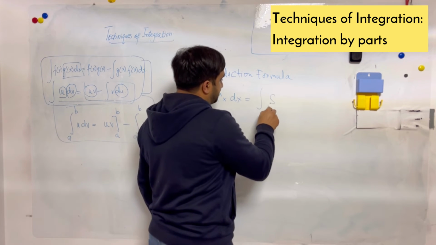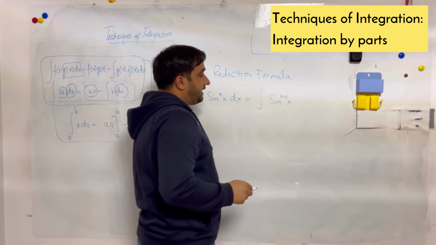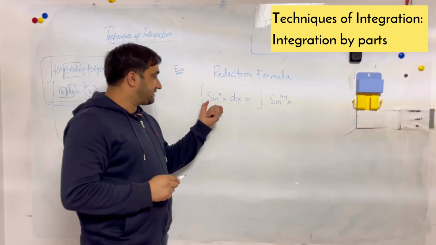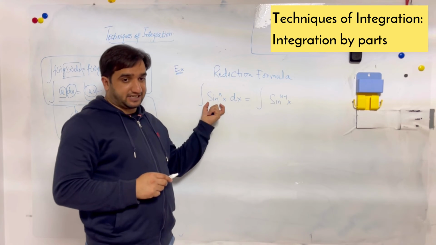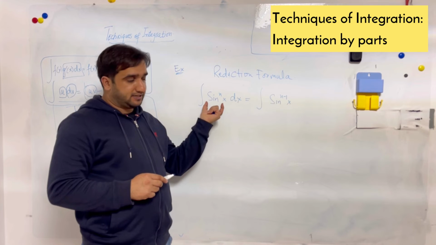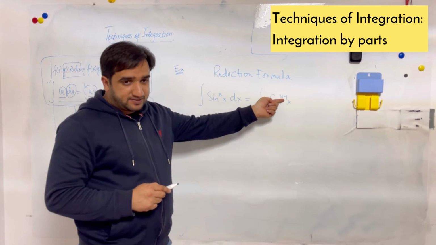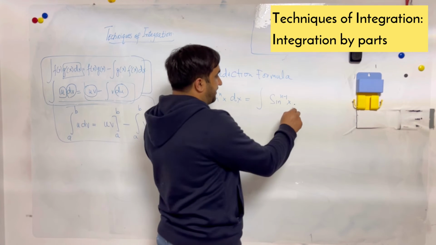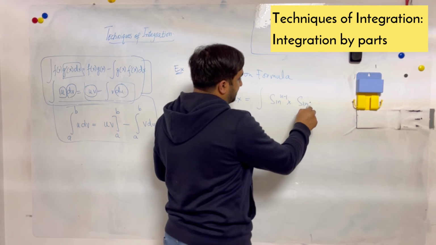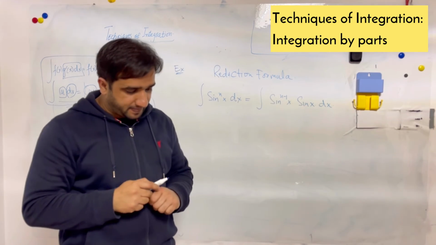If I write it as sine raised to the power n minus 1 x, now I have taken one sine x from the total n sine x. These were total n factors of sine. I have taken out 1, so the leftover are n minus 1. So the one which I have taken out, I am going to write it here, sine x dx. Do you allow me to do this?